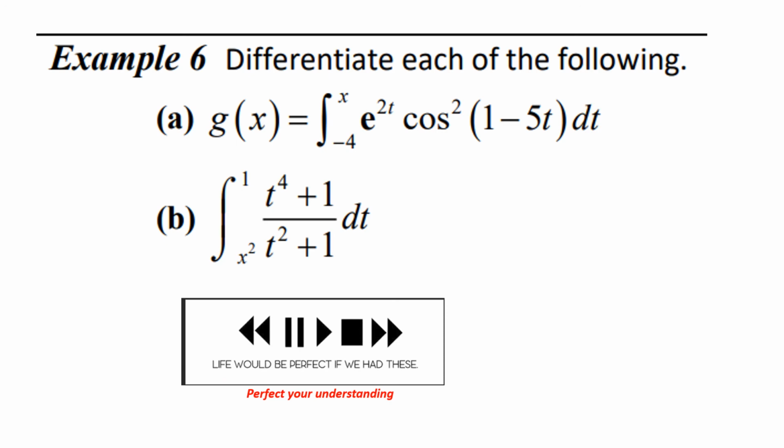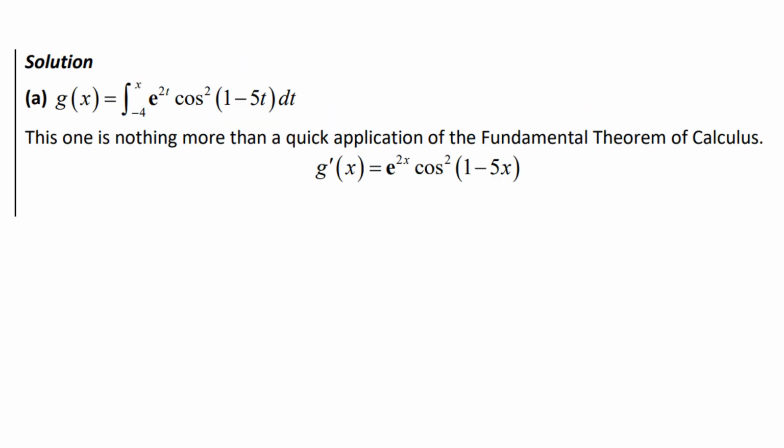Let's do some examples of this then. So I'm going to ask you to pause and do these two problems. Think about them, and we'll return and see how you did. Let's see how you did. The first one is a pretty straightforward application. A is minus 4, that's fine. You take the derivative, you just substitute x into the integrand, and that's all there is to it.